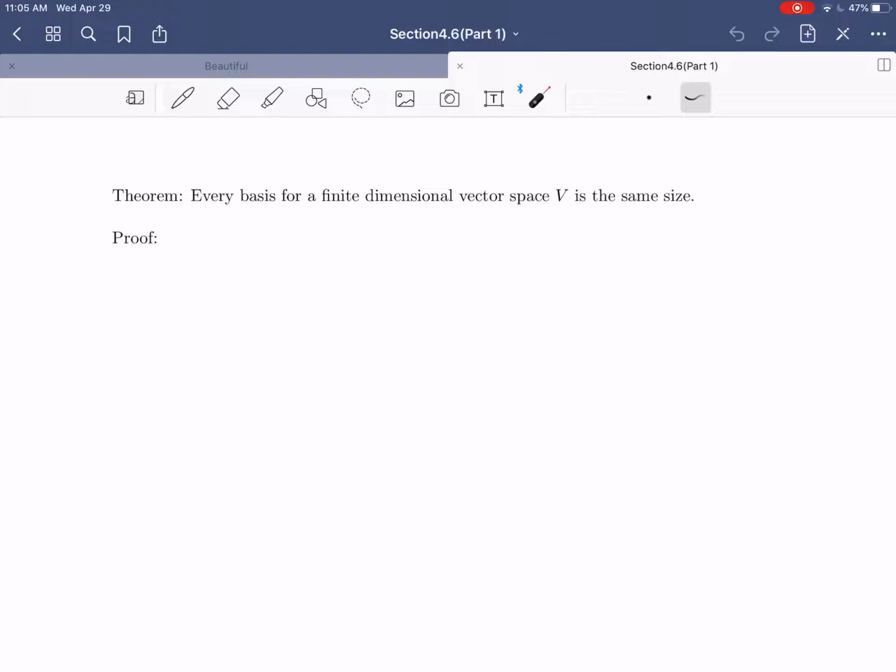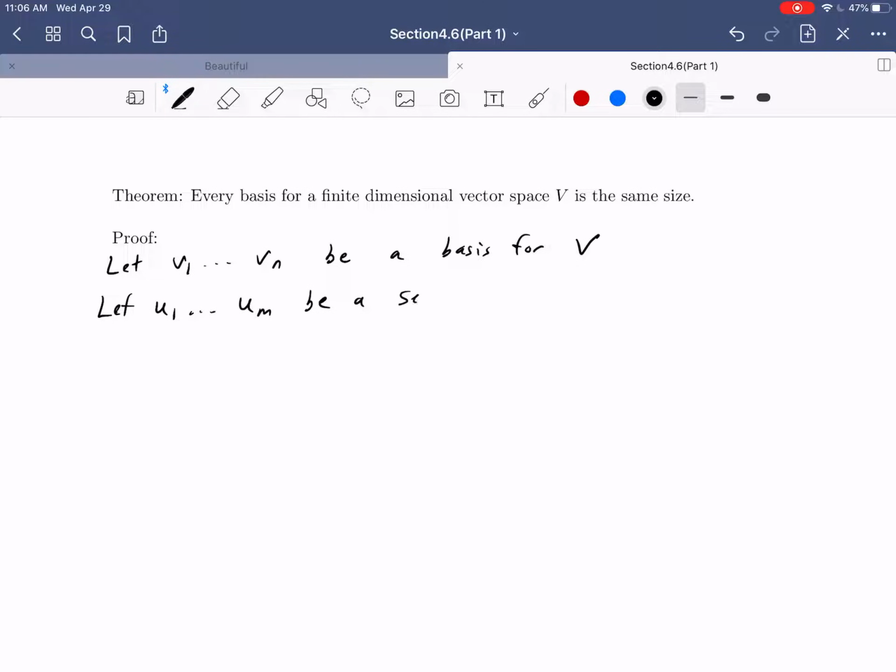All right, theorem. Every basis for a finite dimensional vector space V is the same size. So we have this phrasing of finite dimensional vector space V to guarantee that the vector space has at least one basis, and then we're going to show that every basis must be the same size. And by same size, we just mean has the same number of vectors. All right, so to do this, let's suppose V1 through Vn is a basis for V, and let U1 through Um be a set of vectors in V.